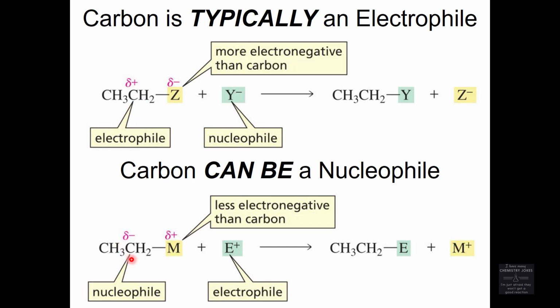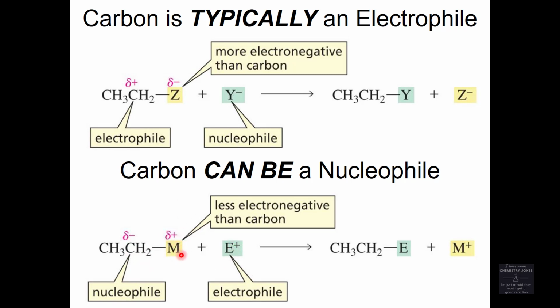But carbon can be a nucleophile. The way that carbon can be a nucleophile is if carbon is connected to something less electronegative than it. That points the dipole the other direction versus the top example, making that carbon partially negative, and partial negative leads to that carbon being a nucleophile. So that nucleophile can then attack other electrophilic things.